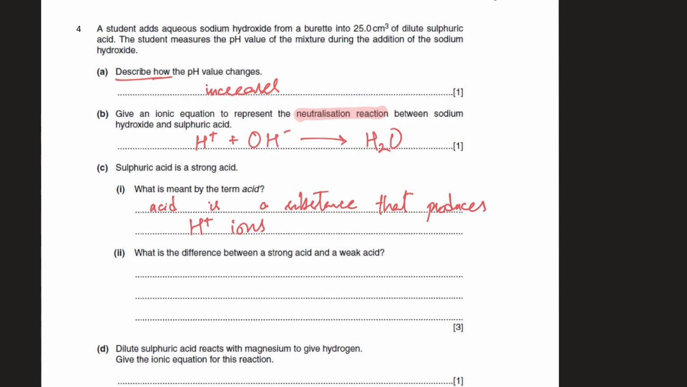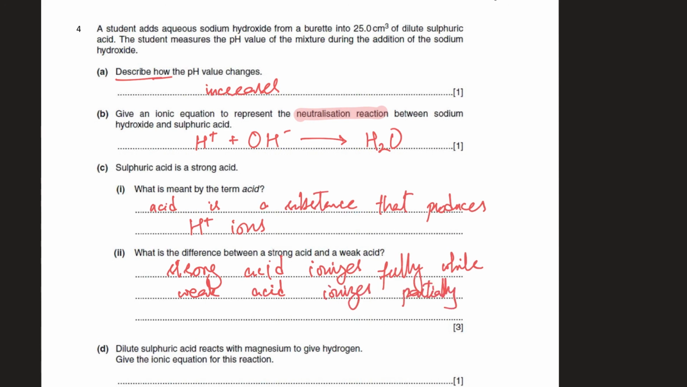What's the difference between strong acid and a weak acid? So because it's a question that asks you to differentiate, make sure that you write the differences clearly. You have to mention what the strong acid does and what the weak acid does. Just saying that weak acid does this does not answer it about the strong acid. So you have to clearly demarcate the difference. So strong acid ionizes fully, while weak acid ionizes partially. So I have answered the question. I do not need to mention what the acid does because I've already answered in the previous part.